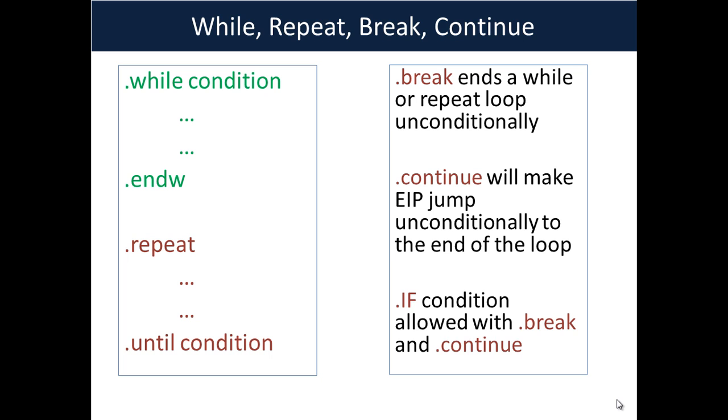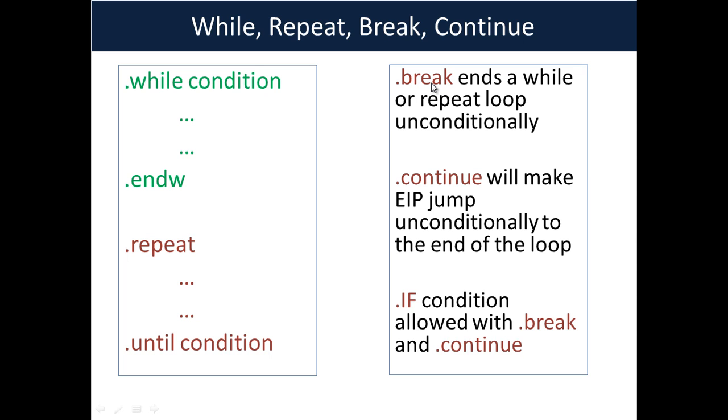The next instructions which can be used for looping are the while loop as well as the repeat until loop. While we are all familiar, even in high level languages we have something similar. So while, and after that you mention a condition till which the while loop is going to carry on. Similarly, repeat until a particular condition is satisfied, right? So till the point this condition is satisfied, the while and the repeat loop will keep continuing.